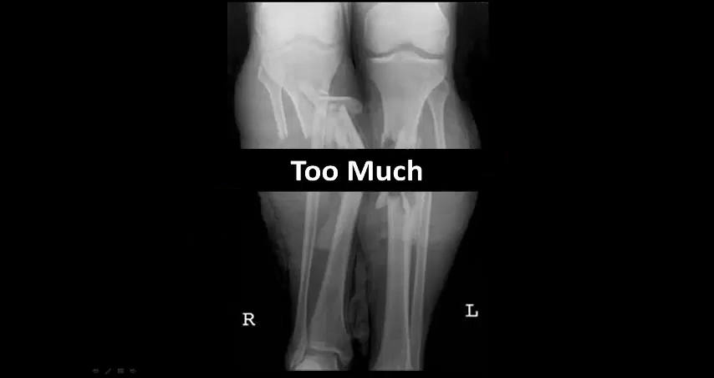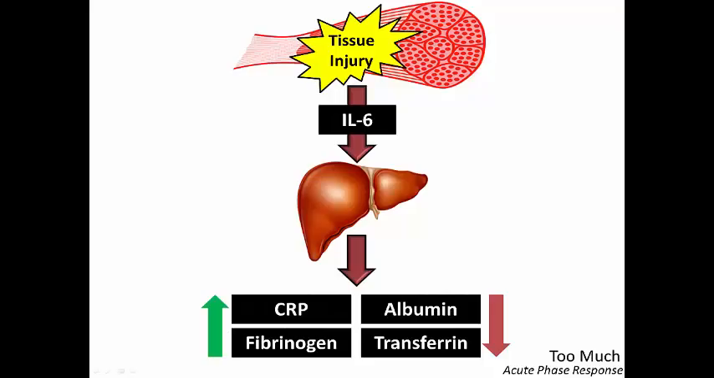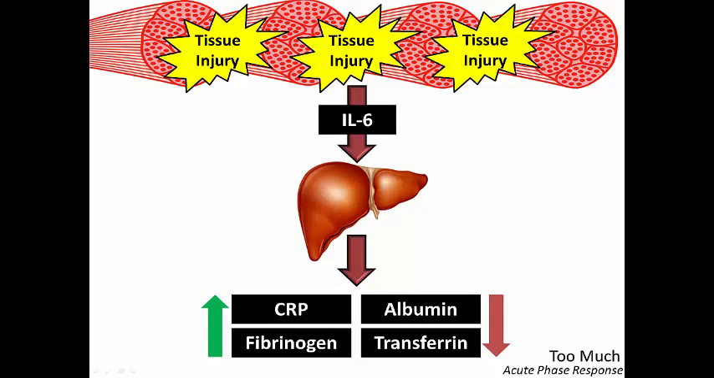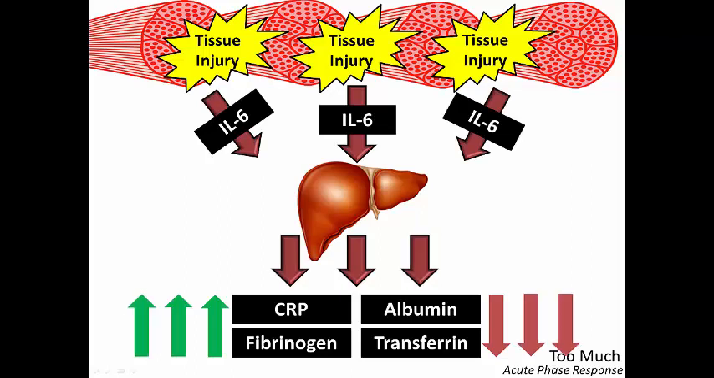The clinical scenario of polytrauma is one example of a robust acute phase response. This is the acute phase response for a minor injury. In the case of polytrauma, there is significantly more tissue injury, with significantly more cells releasing IL-6. As a result, the liver undergoes a more robust acute phase response, leading to a dramatic increase in CRP and fibrinogen, as well as a decrease in albumin and transferrin.